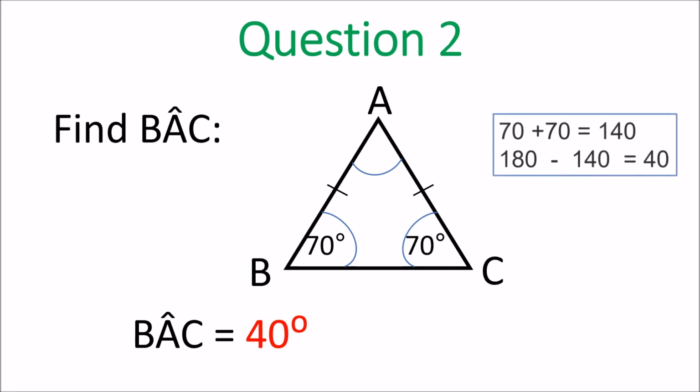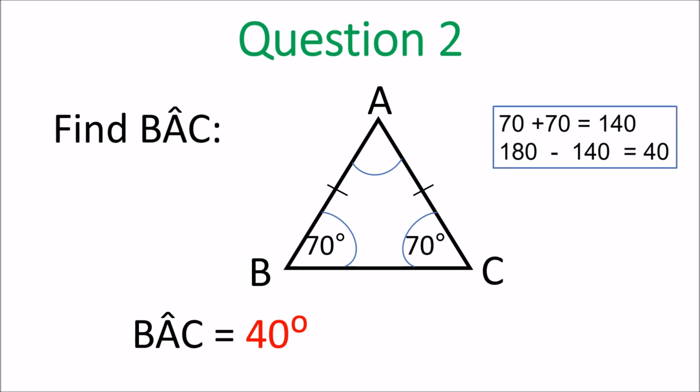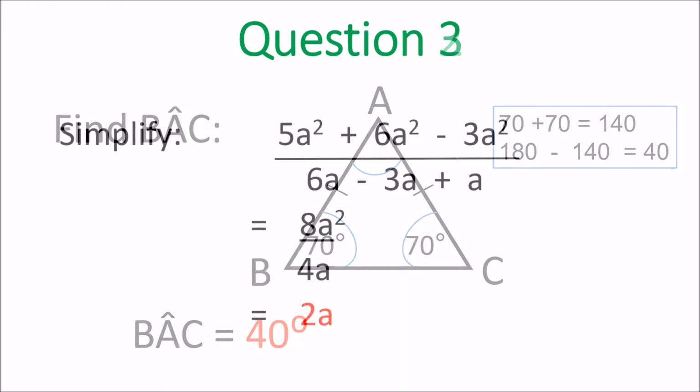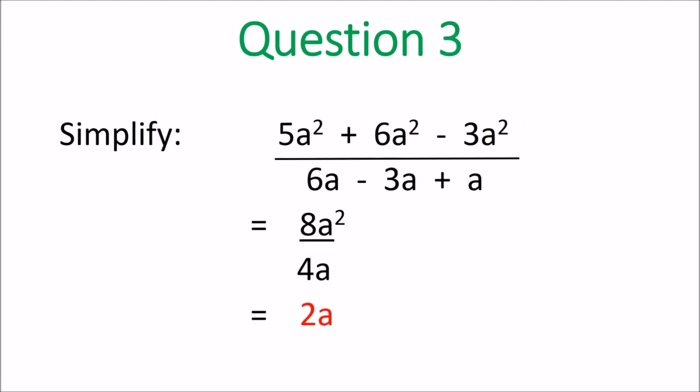Yes, you add 70 and 70, you get 140. Then you take that away from 180 degrees. 180 minus 140, 40 degrees. That's how we worked it out. Okay, why do we use 180? That's the number of degrees in a triangle. And we move on to question 3.